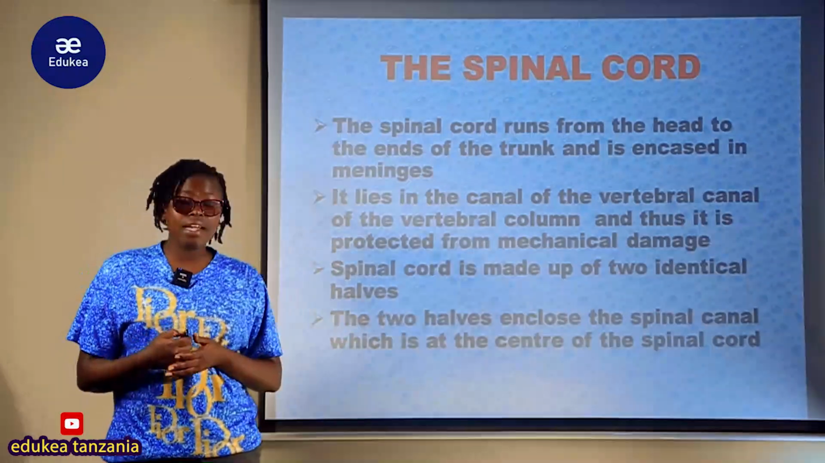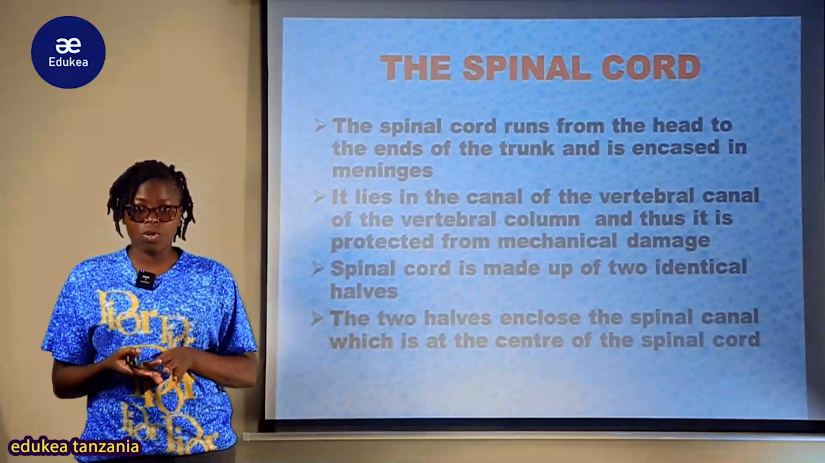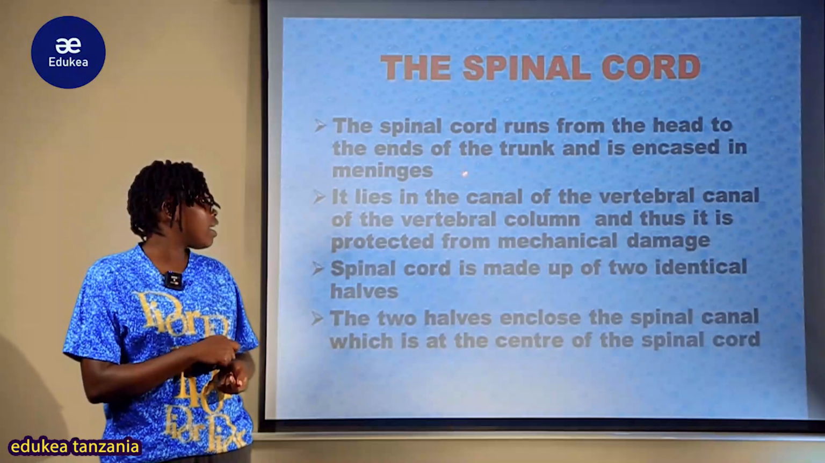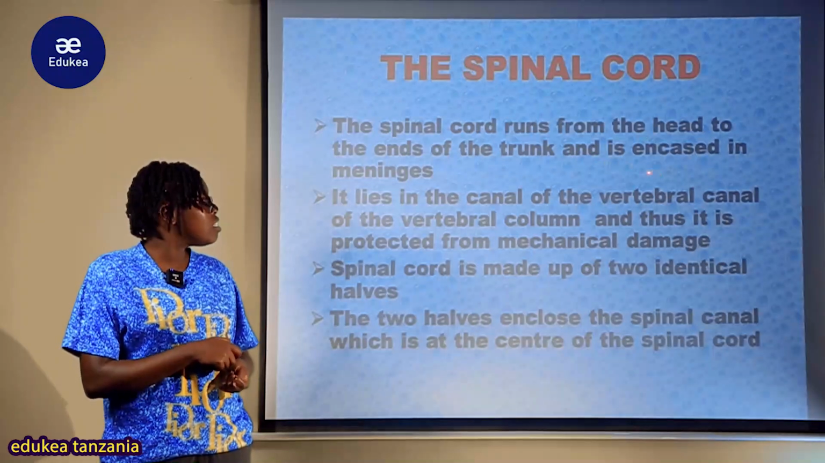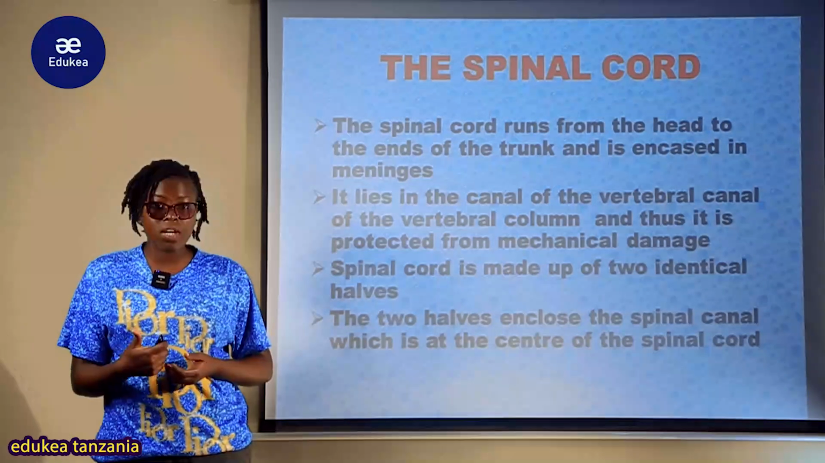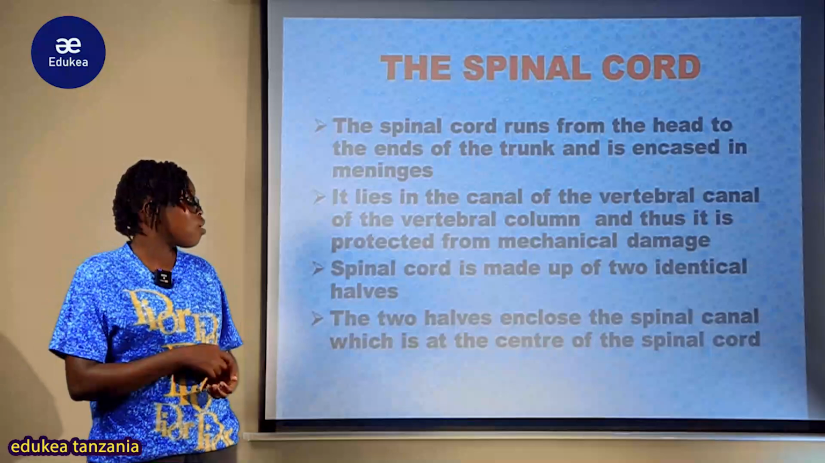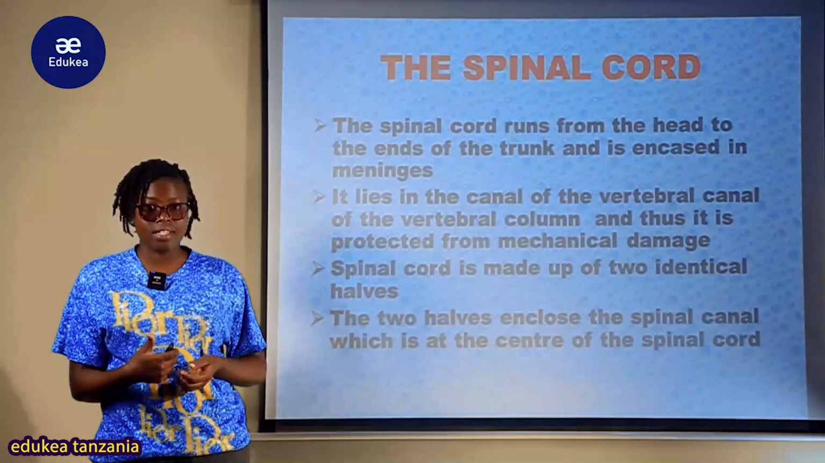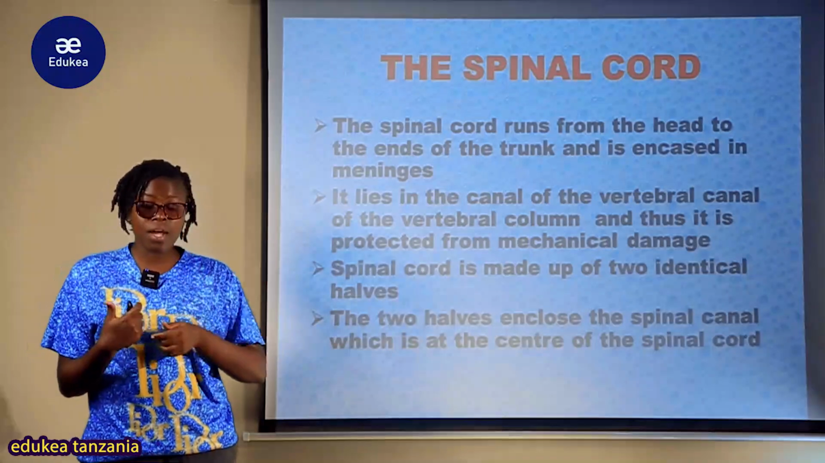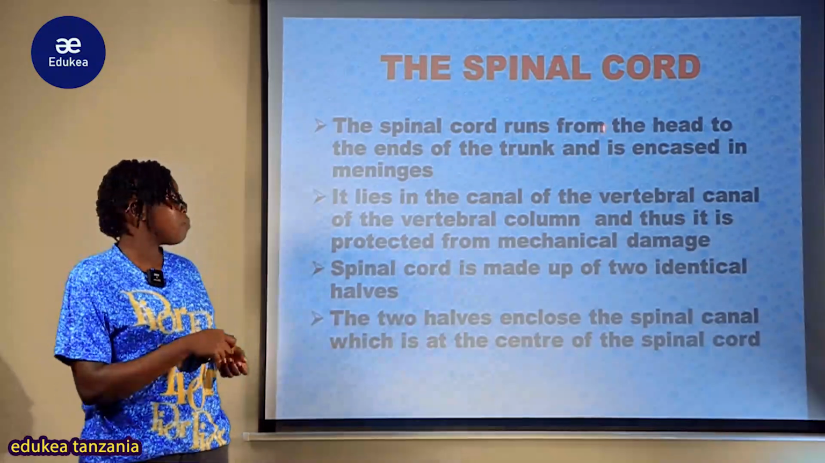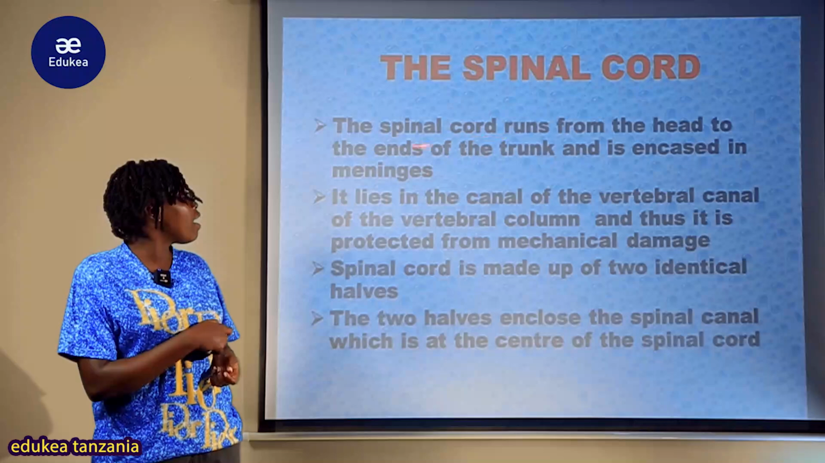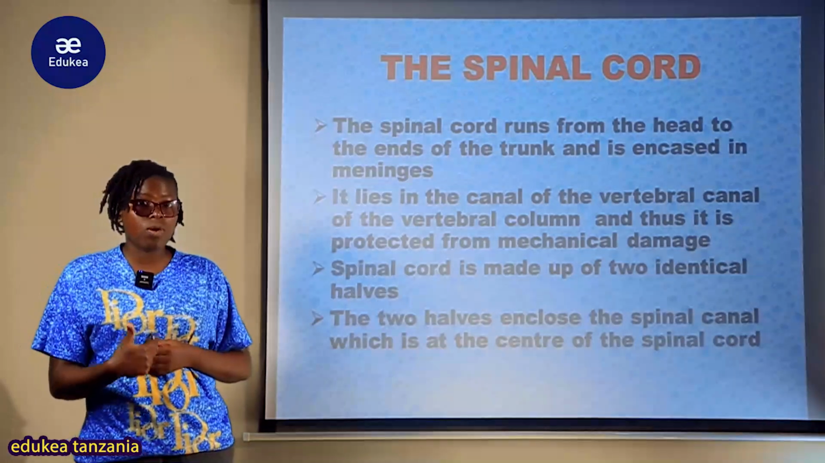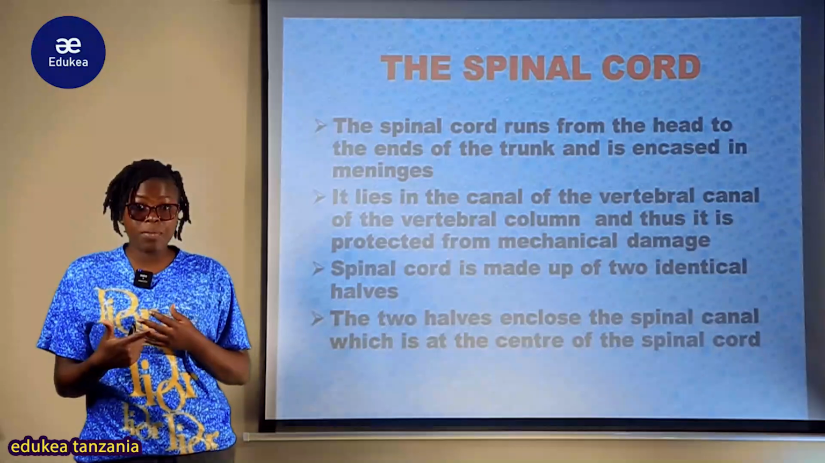So the second part of the central nervous system is the spinal cord. The spinal cord runs from the head to the end of the trunk and is encased in the meninges. It starts from the head and goes down the trunk, starting near the backbone, near the abdominal area.